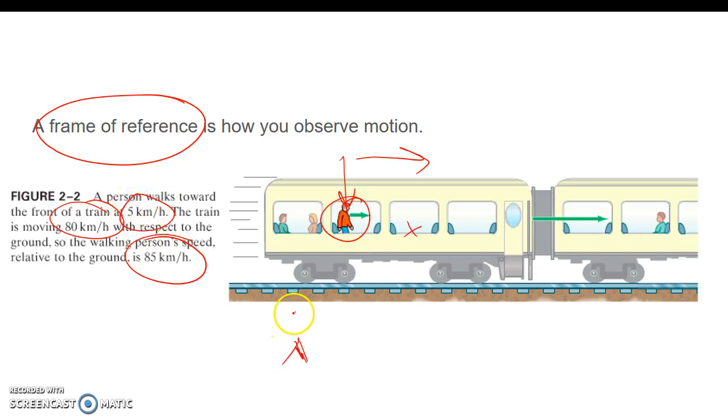But if there was somebody out here on the ground watching the whole thing happening, he would appear to be moving 85 kilometers per hour. So frame of reference is how motion is observed. So a lot of times we talk about different frames of reference at times.